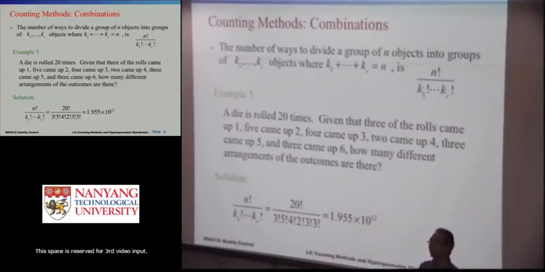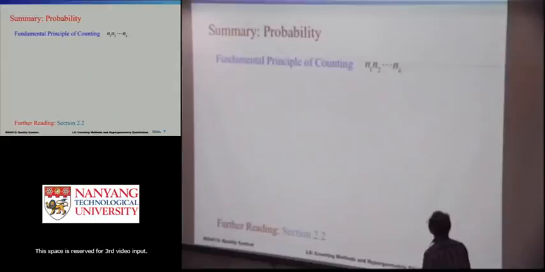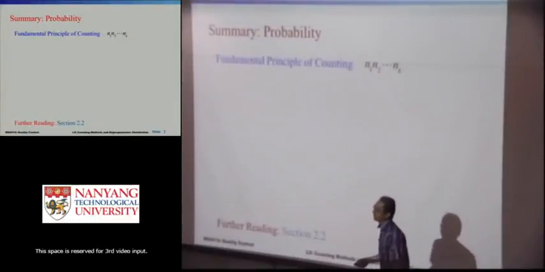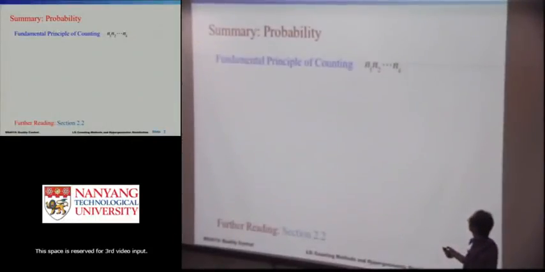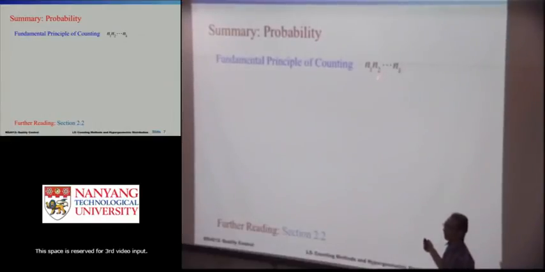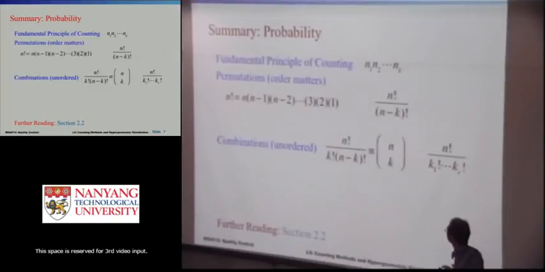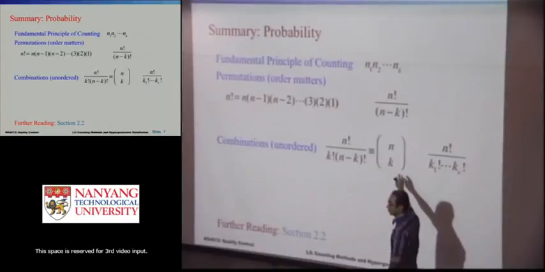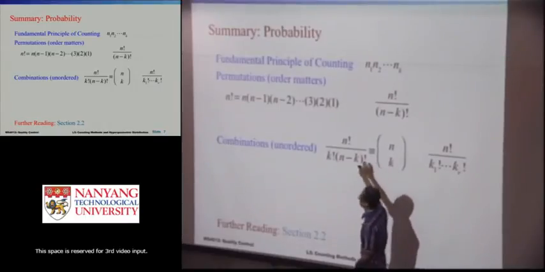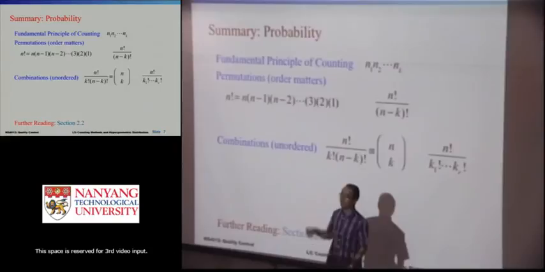Okay? Any questions? So the summary for this part: first, the fundamental principle of counting is that if we have n operations, the combination of this is n1 times n2 times until nk. And this is a permutation and this is a combination. Do remember when you see this symbol, just replace it by this expression, then do the calculation.